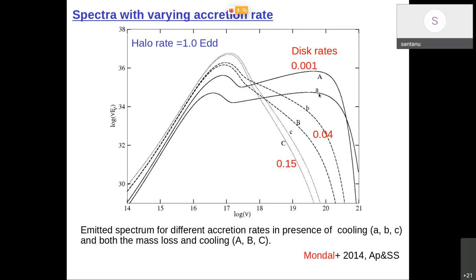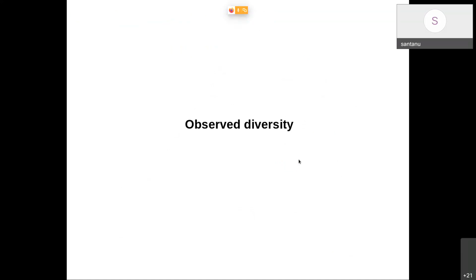One by small a, b, c. These are when we have only dissipation due to cooling. But if we consider both cooling and mass loss or outflow, we can see the softening is much faster compared to only the cooling case.